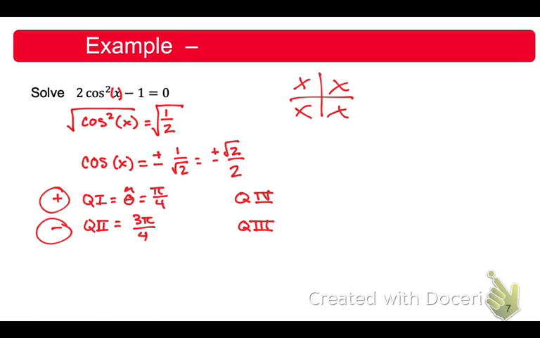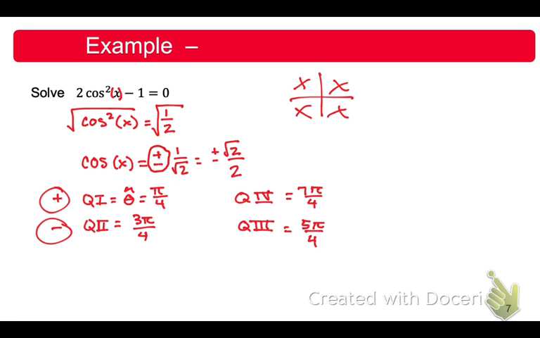Okay. And then 7 pi over 4 for quadrant 4, and quadrant 3 would be 5 pi over 4. So don't forget what when you take the square root? Plus or minus. Questions? No, that one is easy mode.